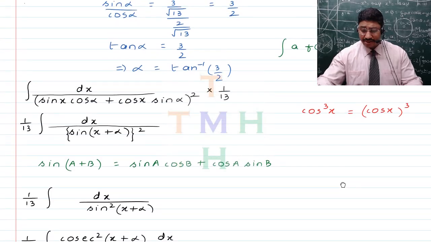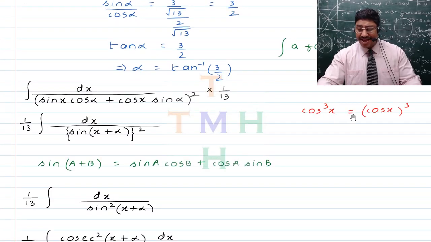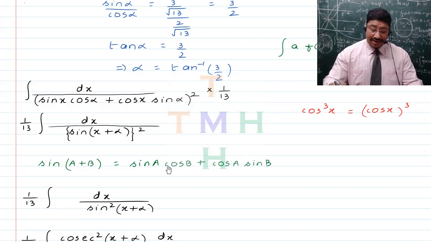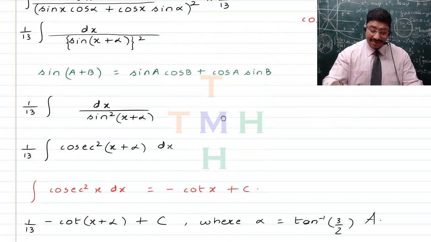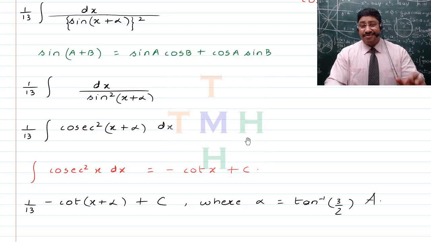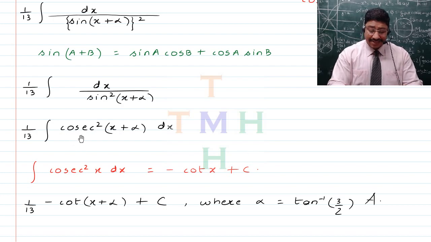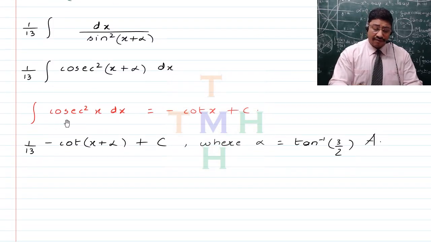So for that matter, I told you that if you have cos cube x, that can be written as cos x whole cube. So if we have a whole cube, we can write a whole square, we can write this as sine square x plus alpha. Now by reciprocal identities, you know that 1 upon sine theta is the same as cosec theta. As such, this will become cosec square x plus alpha, because there is a square which also has to be taken to the numerator. Now as you know that the integration of cosec square x dx is minus cot x.